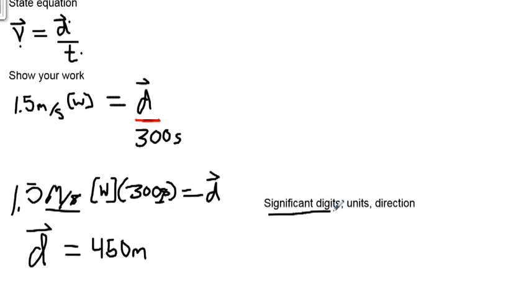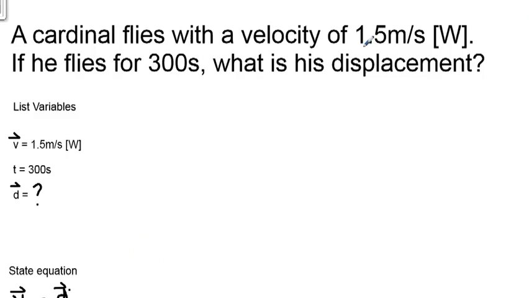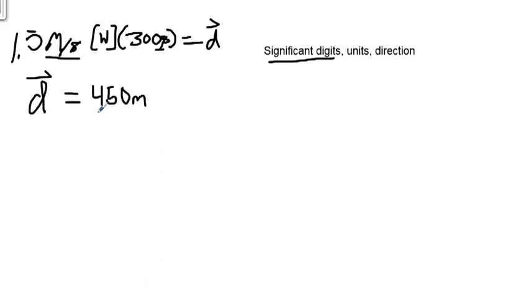We need to worry about our significant digits. So we go to our original question. The numbers that we used, our velocity has 2 digits and our time has 3 digits. Our answer has to be to the least number of significant digits, which is 2. I can't just change 450 meters to 45 meters. That is not correct. I have 2 options.